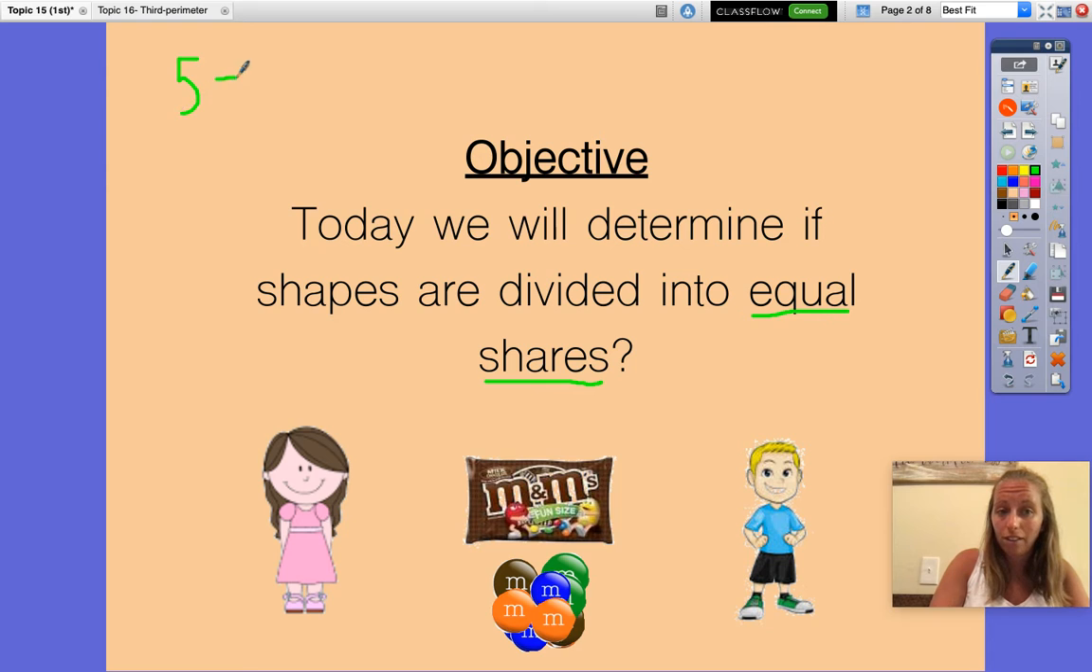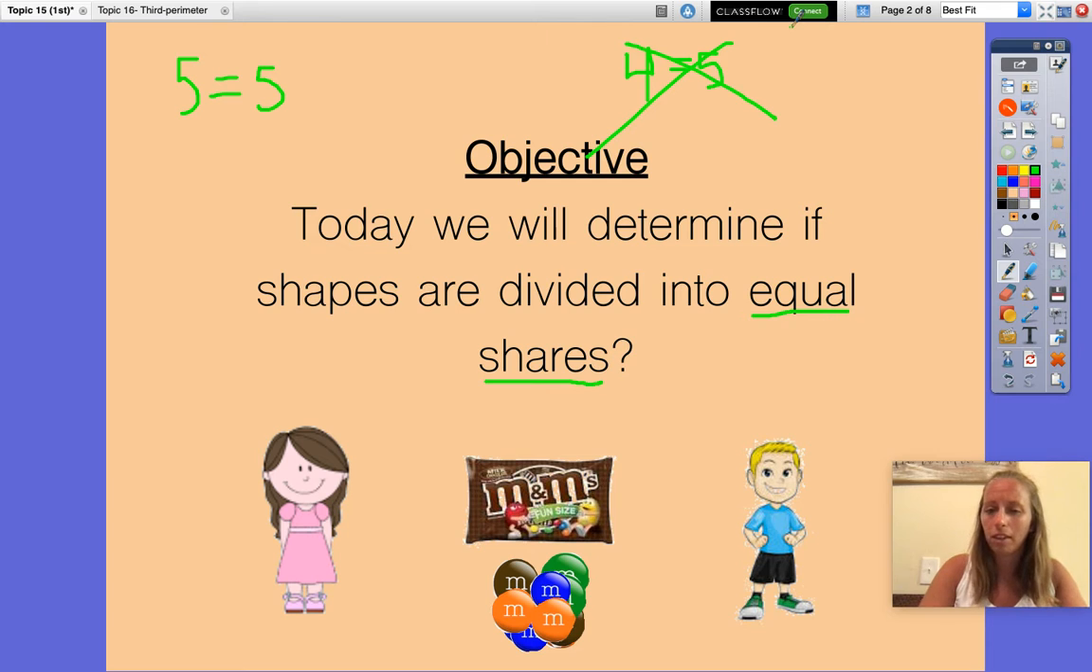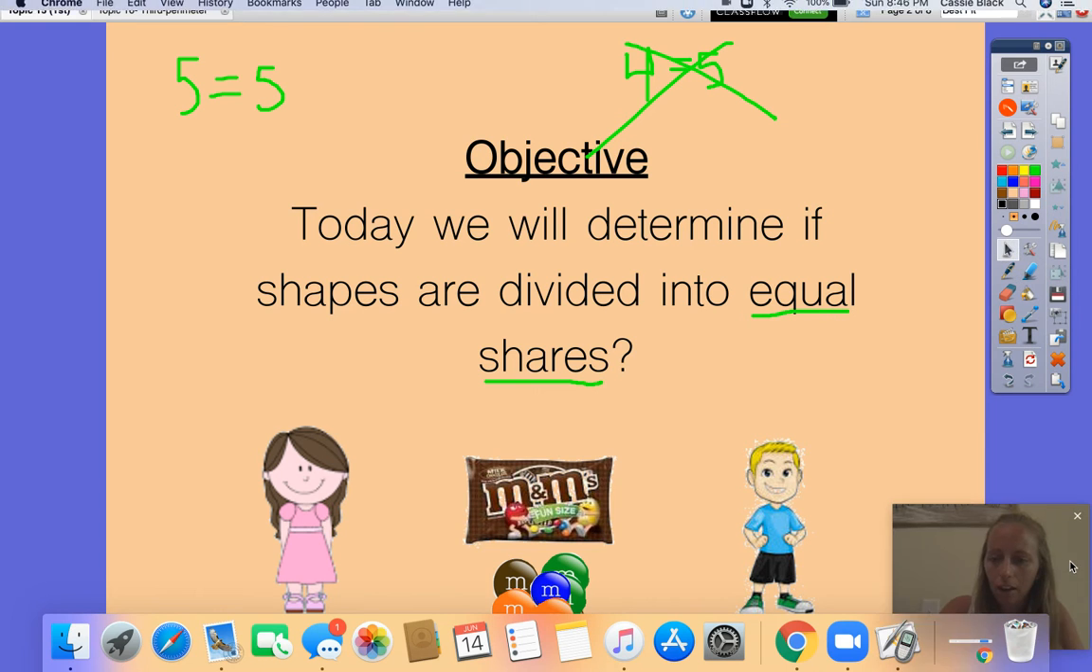So 5 is equal to 5. Is 4 equal to 5? No, right? That doesn't work, because they are not the same. So when we think of equal, we think of "is the same as." And shares, I know that when I share with someone, if we have equal shares, equal means the same shares, so we have to share the same.